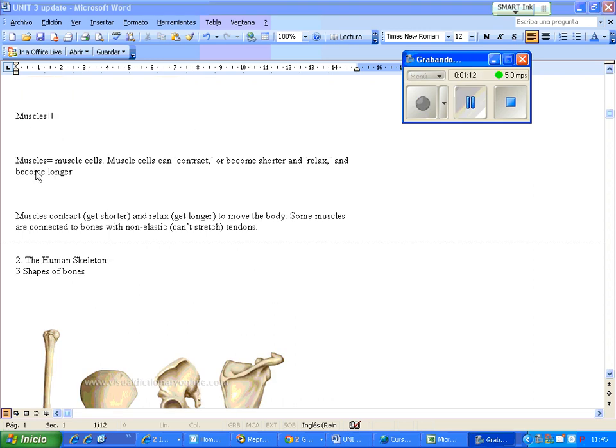Muscles. Muscles are made of muscle cells. And muscles can contract or become shorter and relax and become longer. Muscles contract, get shorter, and relax, get longer to move the body. Some muscles are connected to bones with non-elastic tendons.